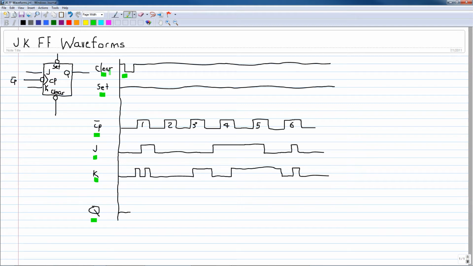Now since after that point clear goes high, the asynchronous inputs will have no further effect during this waveform on the Q outputs. And at that point the clock takes over and the JK inputs have effect on it. Since this is a negative going transition here due to the bubble, our outputs are going to be activated or take effect on the negative going transitions of our clock, which will be at these points here on each one of the clock inputs.